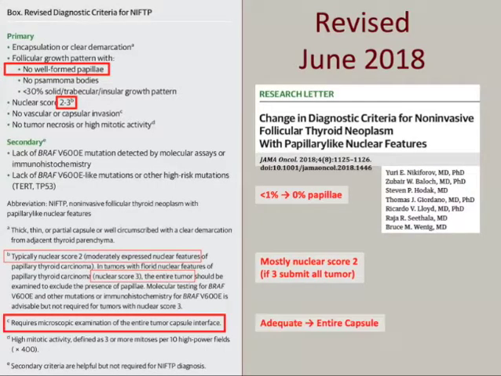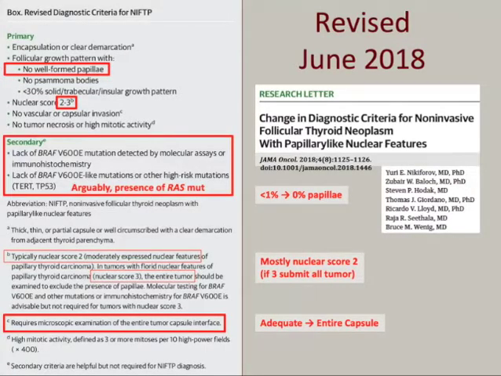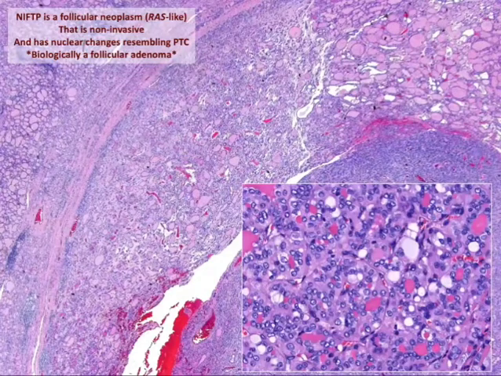the best advice I can give you for a NIFTP is it is basically something that is otherwise a follicular adenoma, but it has nuclei that highly resemble papillary with clearing, with grooves, with wrinkling, okay? If you see a true pseudo-inclusion in this, you might want to think twice about it being a NIFTP, but basically think follicular adenoma with nuclear changes, okay? It is genetically a follicular adenoma with usually RAS mutations.